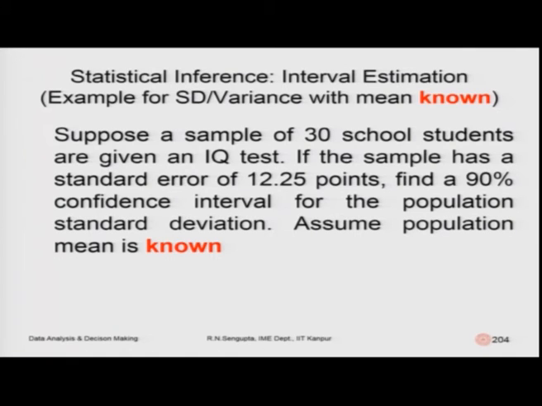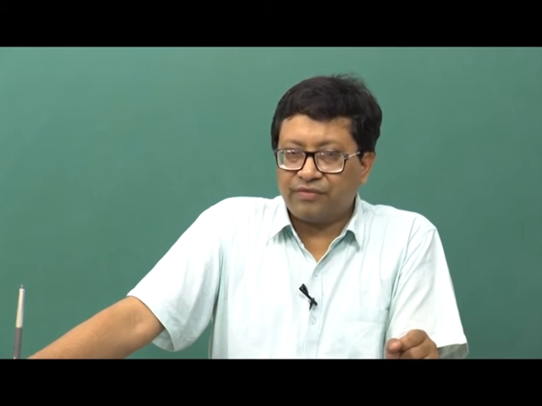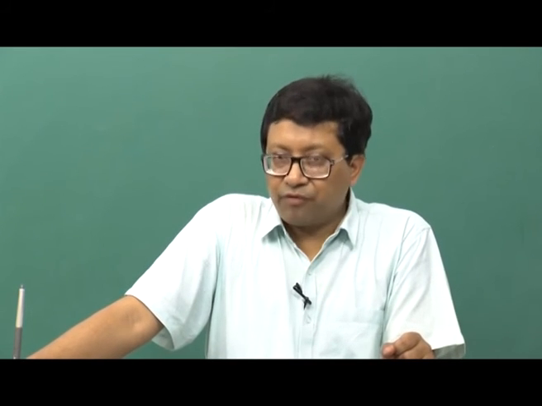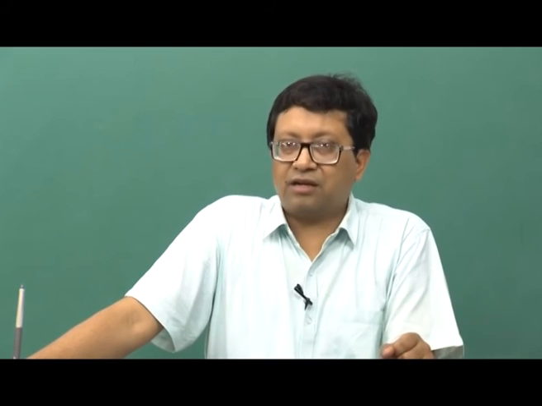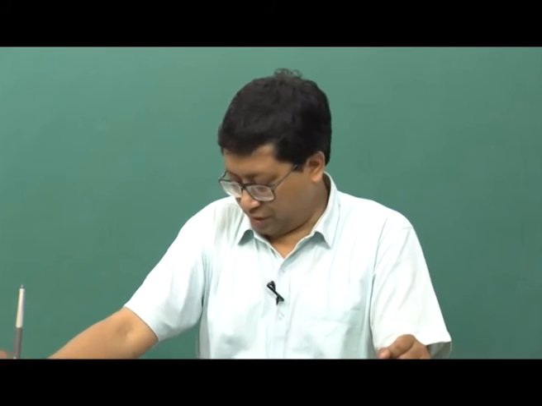So, let us do a problem, and I will come to the basic concepts in more detail. Suppose a sample of 30 school students are given an IQ test. If the sample has a standard error of 12.25, we consider the sample standard error to be 12.25. Find a 90% confidence interval for the population standard deviation, assuming that the population mean is known. So, if the population mean is known, then this 12.25 is basically S dash with suffix n, n being 30. That means, given the standard error for the sample and provided the population mean is known, we have not lost any degrees of freedom.